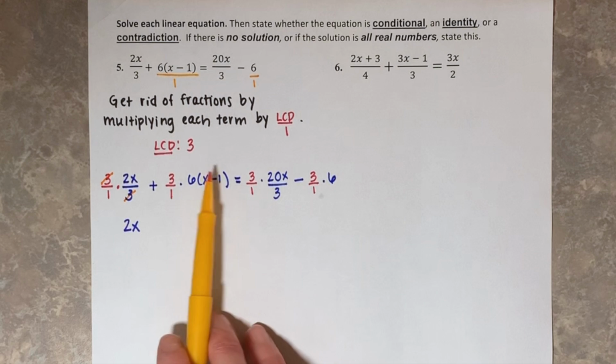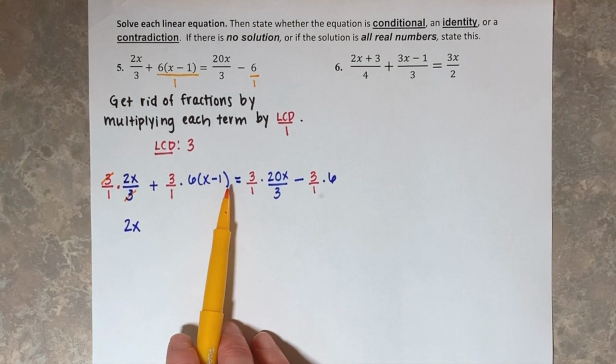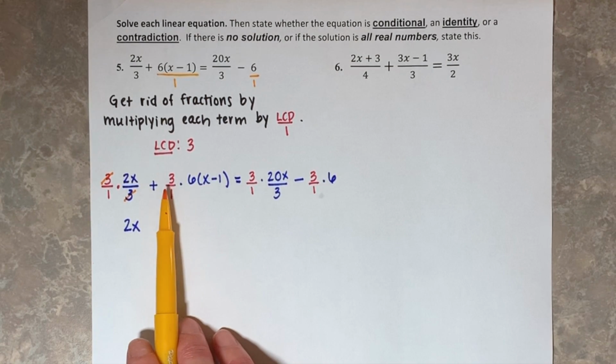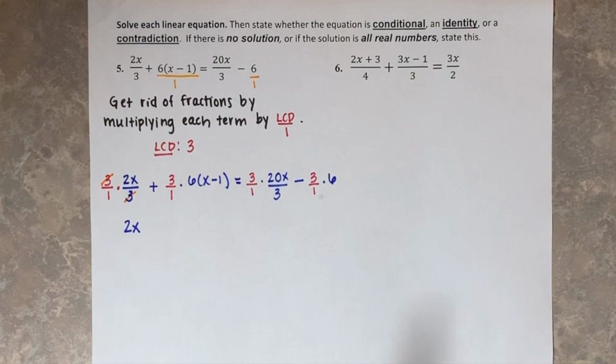Now, how do we deal with something like this? Remember, when you're multiplying, the order of operations tell us to multiply from left to right, so I'm going to do just that. I'm going to multiply from left to right and first take 3 times 6 to get a positive 18.